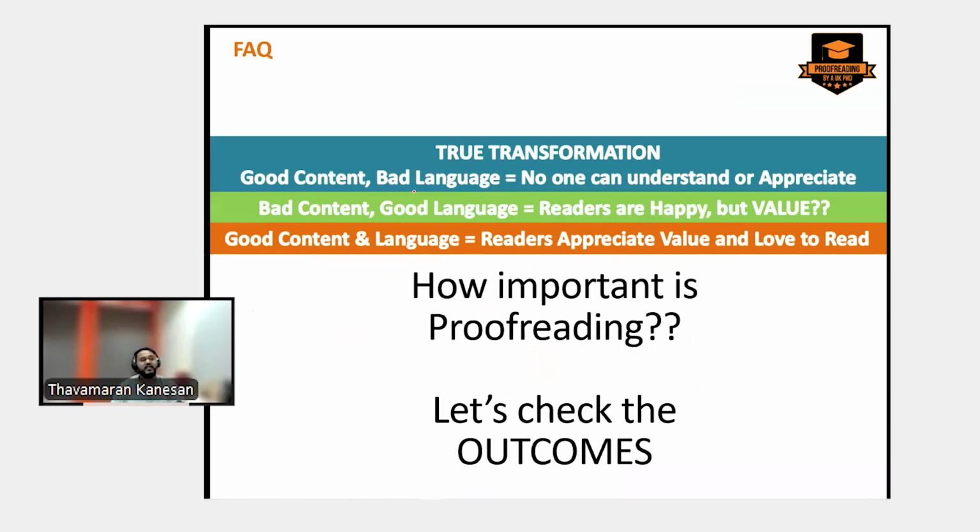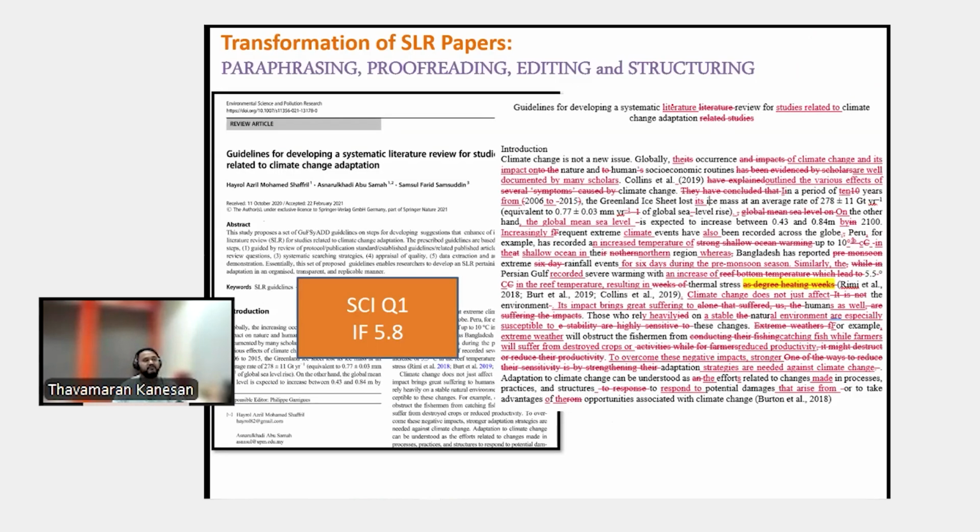Okay, how important is proofreading? This is true transformation. Good content with bad language, or not so clear language, that no one can understand. Despite the language being clear, if the context is not clear, no one can understand or appreciate the value of your research. On the other hand, if you have bad content but good language, readers are happy, but there is no value. So what you need is both good content and good language so the readers will appreciate the value and love to read. So that is what we normally do when it comes to paraphrasing, proofreading, editing, and structuring.